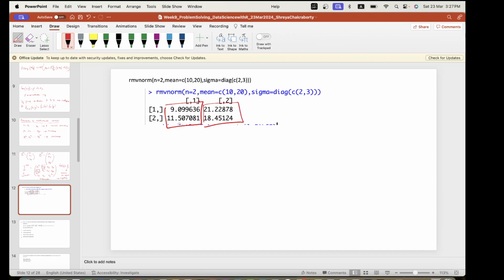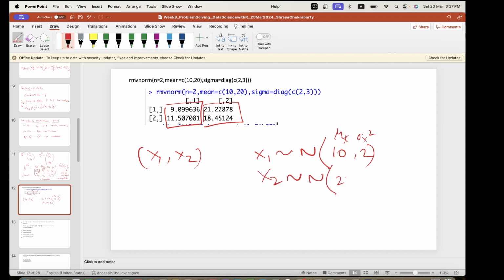Alright, so how are we actually generating this? Let's say we have x1 and x2. So x1 follows normal with mean 10 and sigma 2, so mu x, sigma x square. And x2 follows normal with mean 20, and sigma y square is 3. Okay, so it is generating x11, x21 and x12, x22.